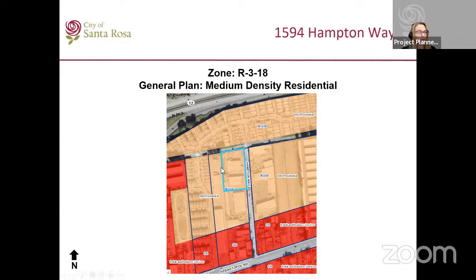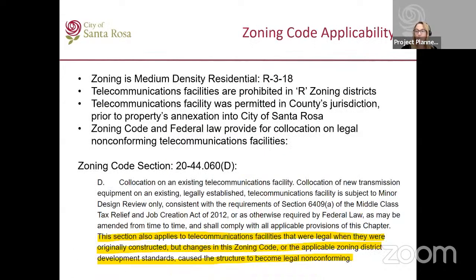This slide shows the zoning and general plan land use designation of the property, and the parcel is outlined here in blue. As noted in the previous slide, this is a residentially zoned parcel where telecommunications facilities are not allowed. However, this telecommunications facility was permitted in the county's jurisdiction before this property was annexed into the city of Santa Rosa. The city's zoning code addresses modifications to existing legal non-conforming telecommunications facilities in the section that's depicted here on the slide. The section notes that minor design review of co-location projects are subject to the minor design review process only, which is what we're doing today.